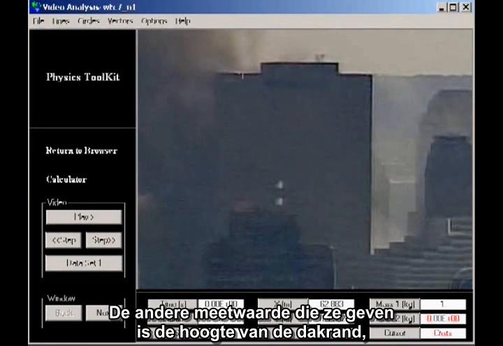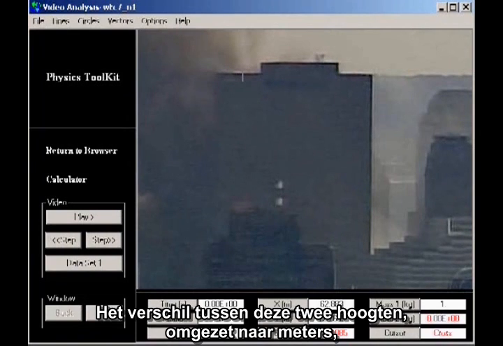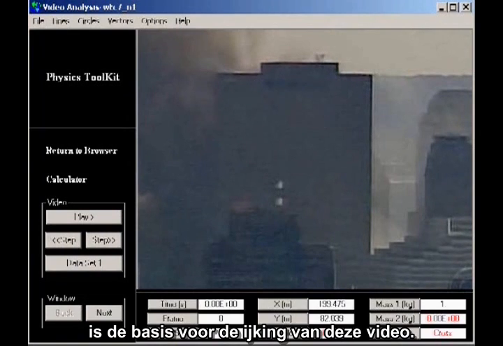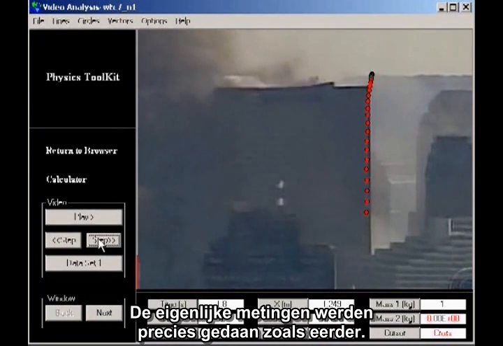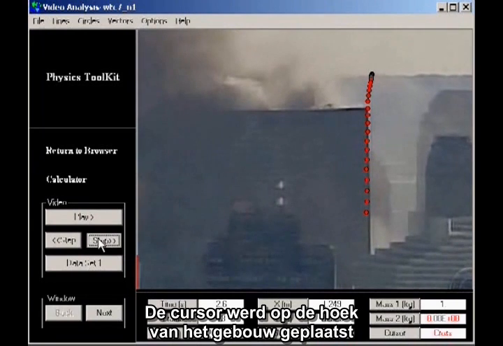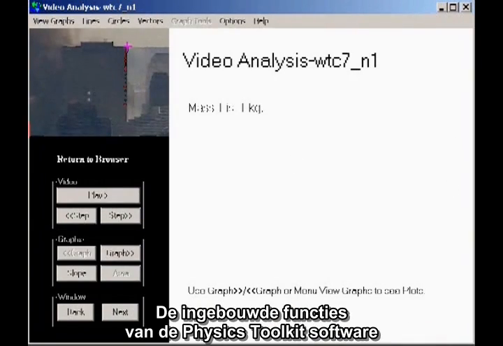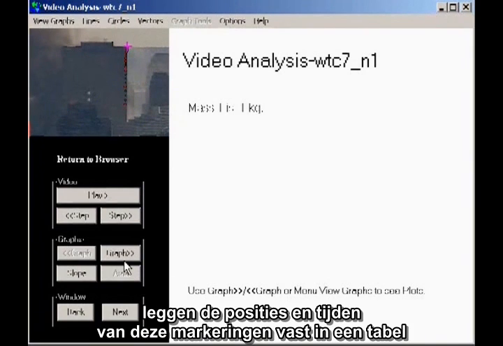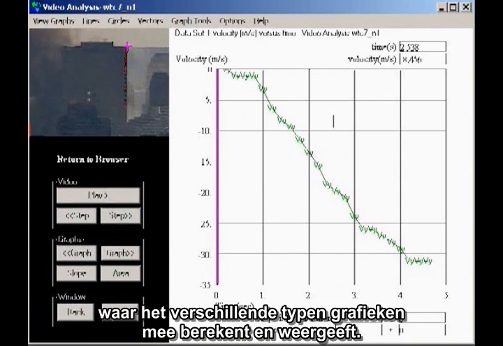The other measurement they give is the height of the roof line, which they state is 925 feet 4 inches above their baseline. The difference of these two heights converted to meters is the basis for the calibration of this video. The actual measurements were done exactly as before. The cursor was placed on the corner of the building and marks were placed frame by frame. The built-in functions of the Physics Toolkit software capture the positions and times of these marks in a data table from which it computes and displays various kinds of graphs.